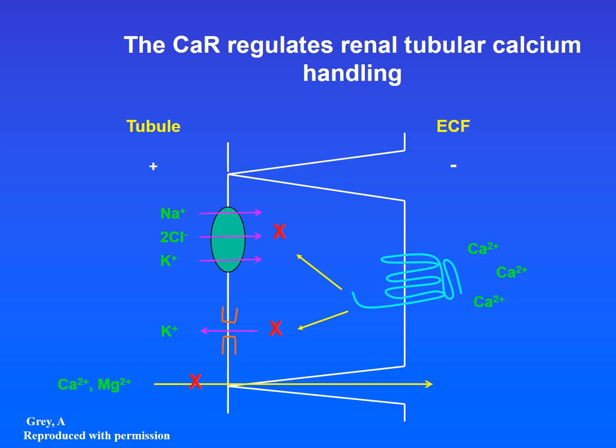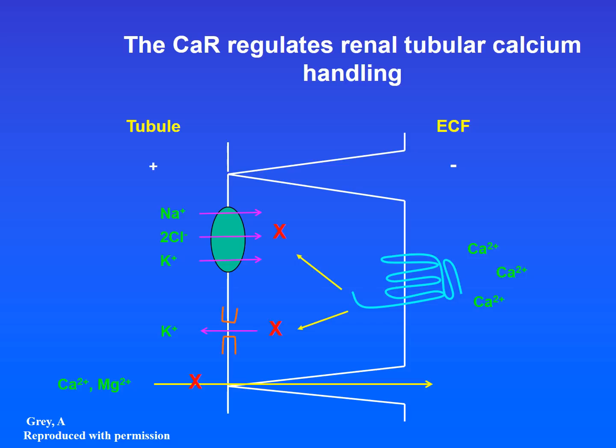The other thing is that the calcium sensing receptor is expressed actually in many tissues in the body, the brain and many parts of the gut, where its function is less well understood. But the other thing that it plays a role in, independent of parathyroid hormone and calcium physiology, is in renal tubular calcium handling, where it is expressed on the basolateral membrane of the renal tubular cells.